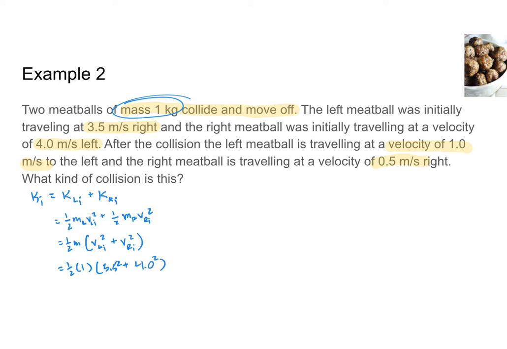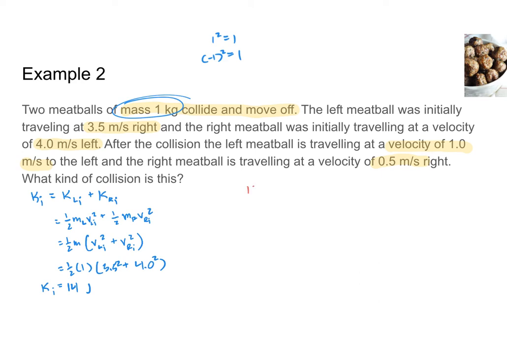And you'll notice I'm not worrying about directions because remember that 1 squared is 1, but -1 squared is also 1. So in our kinetic energy problems, because energy is a scalar, we don't have to worry about direction. And what I'll find when I plug this in is that my initial kinetic energy is about 14 joules. I'm going to go ahead and do the same for my after.